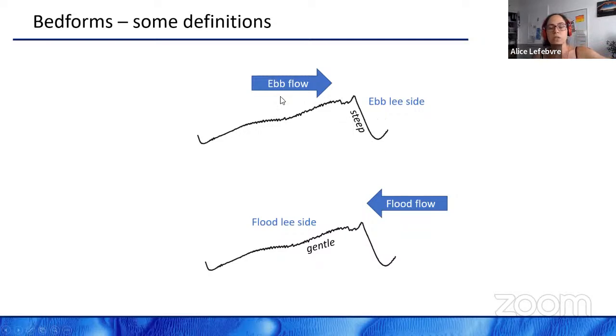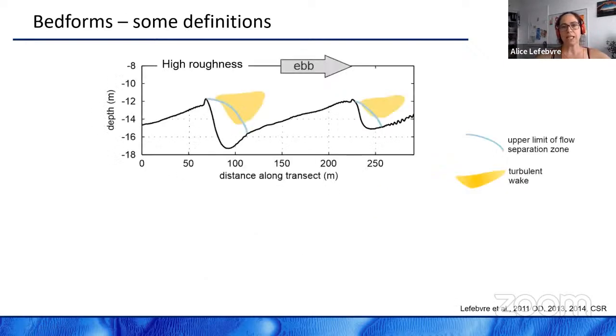And that's important because in this example, during the ebb, we're going to have a steep lee side, whereas during the flood, we're going to have a gentle lee side. And that means that the roughness and all the sediment transport and the interaction with the hydrodynamics is going to vary very much during the tidal cycle. So again, in this example, during the ebb over the lee side, we're going to have that flow separation and the big eddy which forms with the strong turbulent wake. So we're going to have a high bedform roughness.